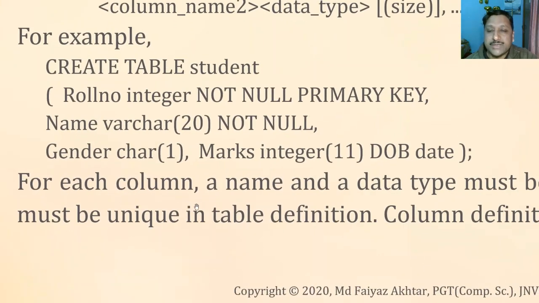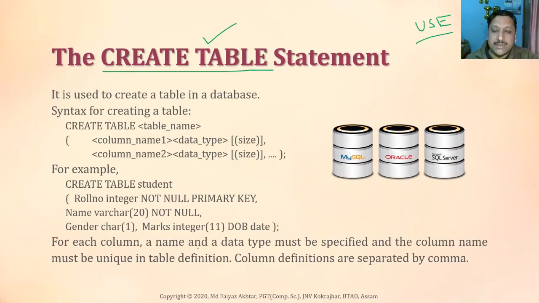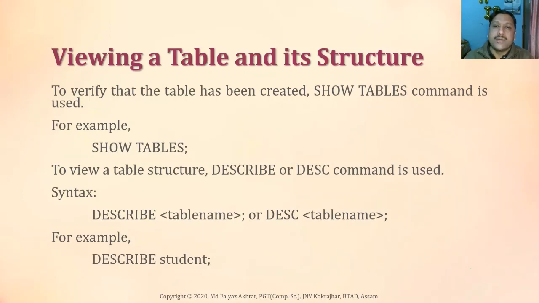Okay, for each column a name and a data type must be specified, and the column name must be unique in the table definition. Column definitions are separated by commas. You must separate each and every column definition. Okay, these are the rules. Now, once you have created the table, it only creates the structure of the table. It does not fill the rows automatically. Only the structure will be created.